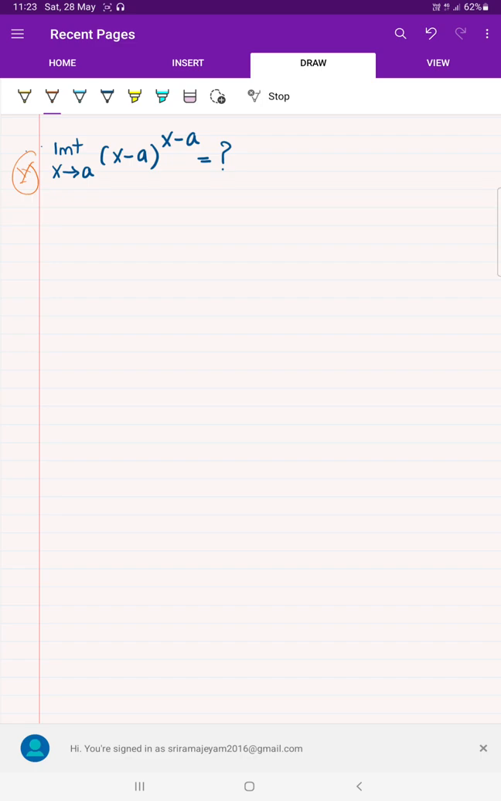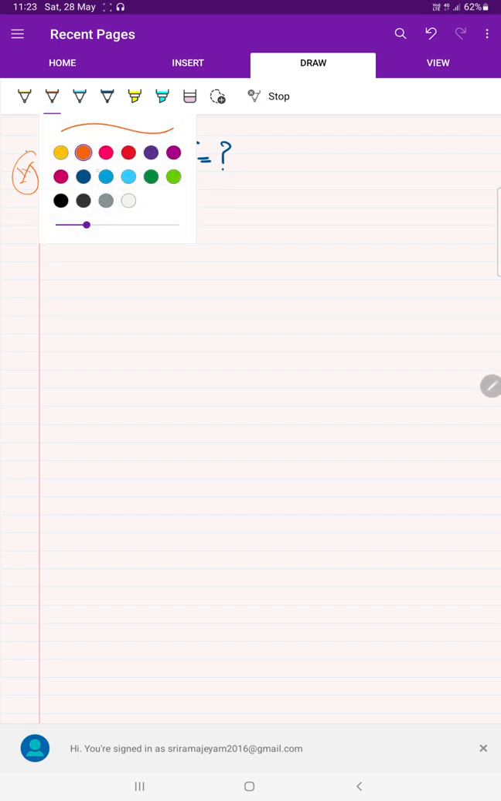Okay. So let us see the answer for this question. How many of you got it? First of all, apply your common sense. Let us see what will happen, whether it is an indeterminate form or not, and how to solve this question. So let us take the answer.